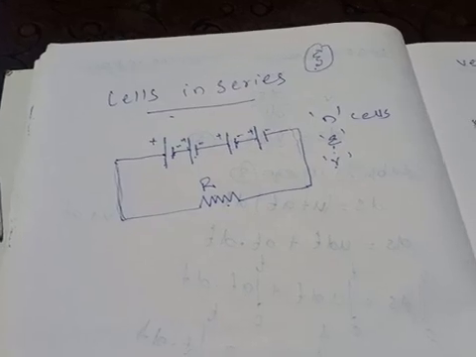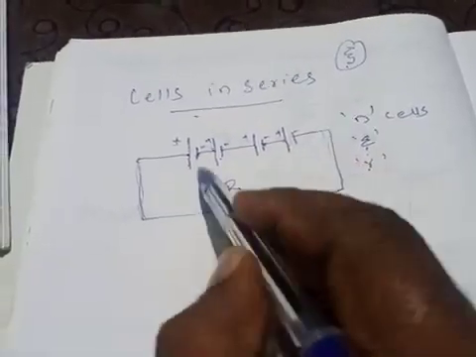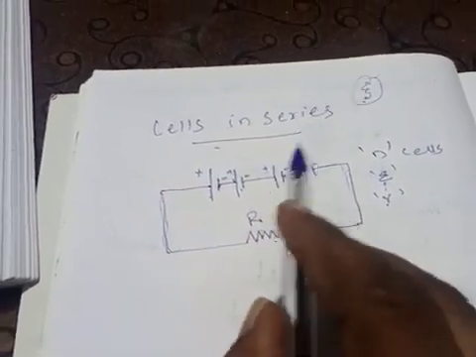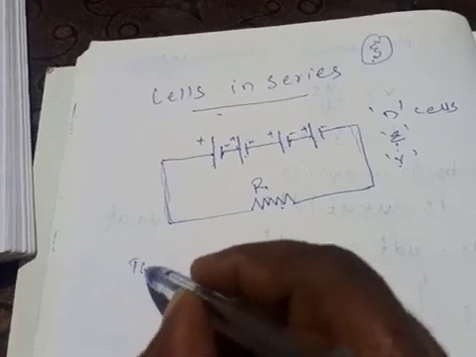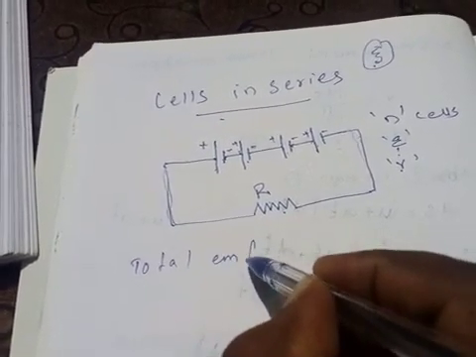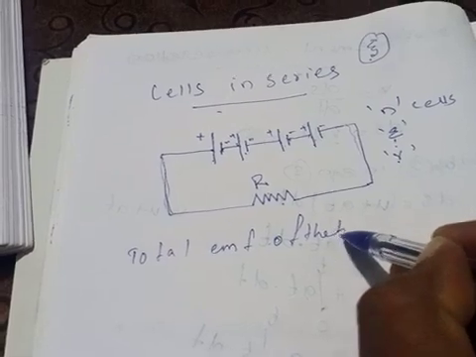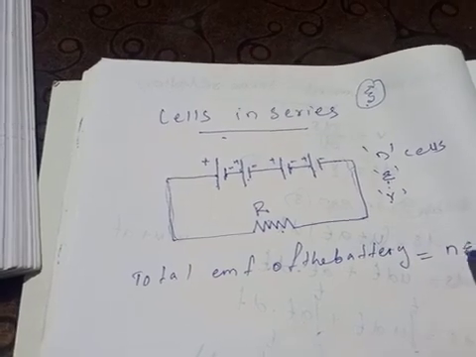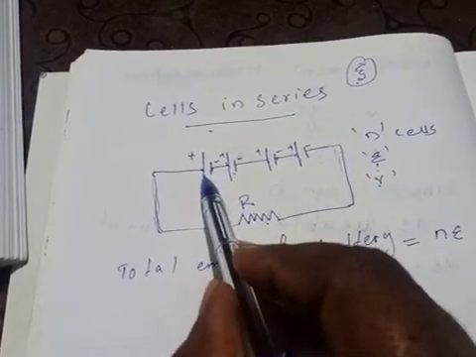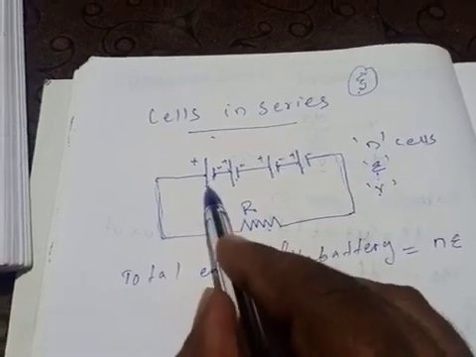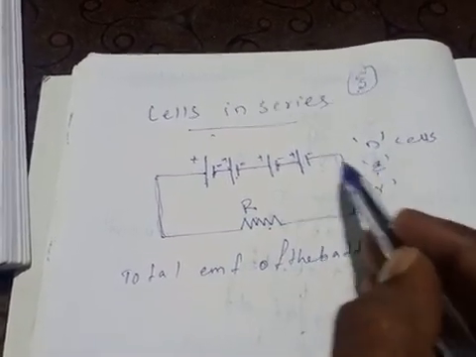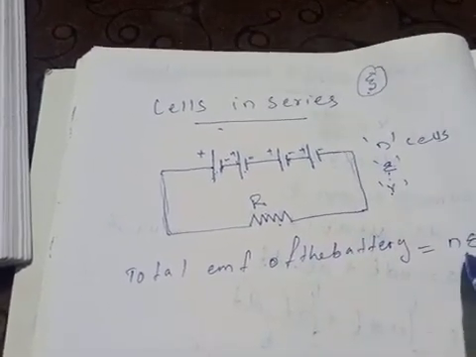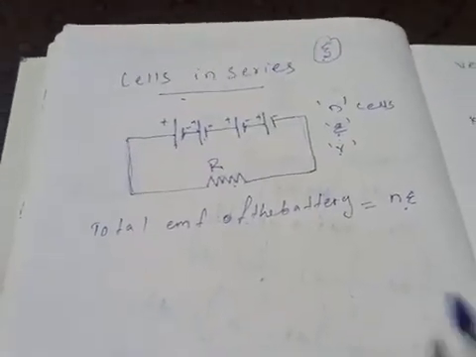Let us see what will be the total EMF of this battery. Here n cells are connected, so what will be the total EMF of the battery? You can tell n epsilon. Each cell is having epsilon EMF, so n cells mean n EMF. That is what n epsilon here means.